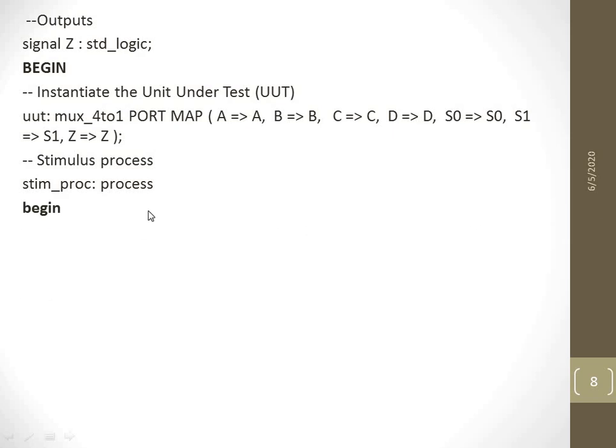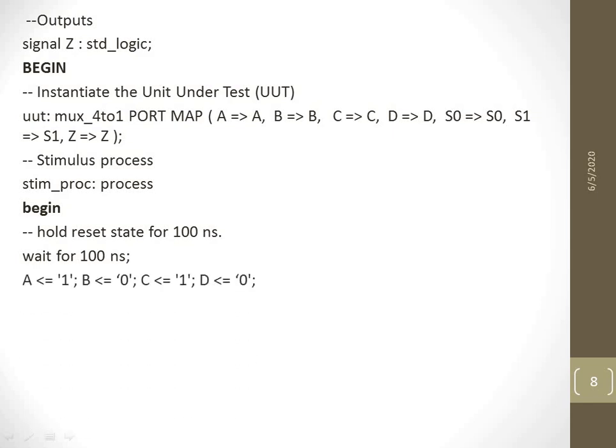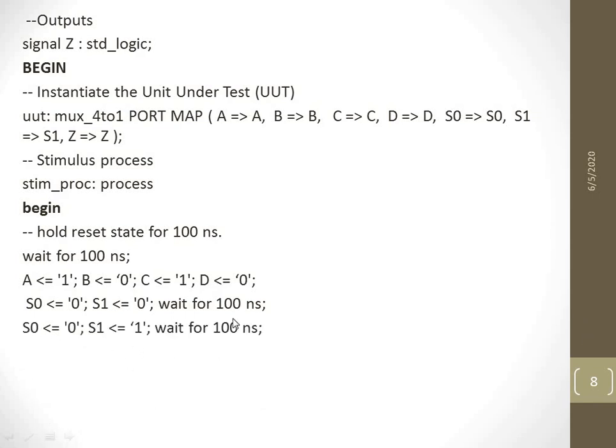For stimulus generation I am using a separate stimulus process with begin, and I am asking it to wait for 100 nanoseconds just to see the reset state, and then I give the inputs. I am passing A as 1, B as 0, C as 1 and D as 0. Now I keep on changing the selection lines. First I am making both selection lines 0 and asking it to wait for 100 nanoseconds. After waiting 100 nanoseconds, I will change my selection to 01.